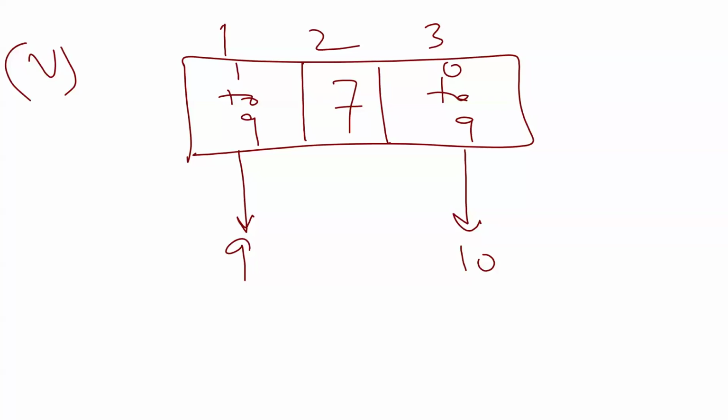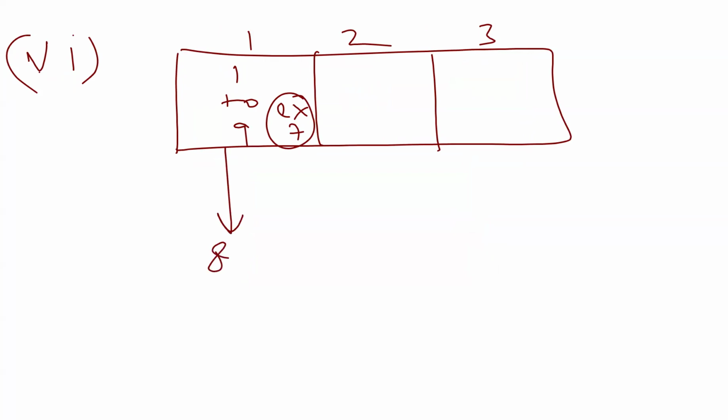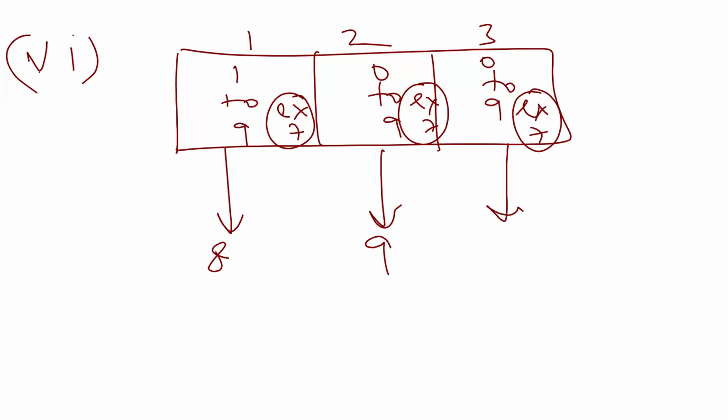Sixth one, 7 does not appear anywhere. So 1 to 9 except 7. So 9 minus 1 way, that is 8 ways. 0 to 9 except 7. And this is also 0 to 9 except 7. So these are 9 ways and these are 9 ways. Okay. So this answer is also 648. 8 into 9 into 9.